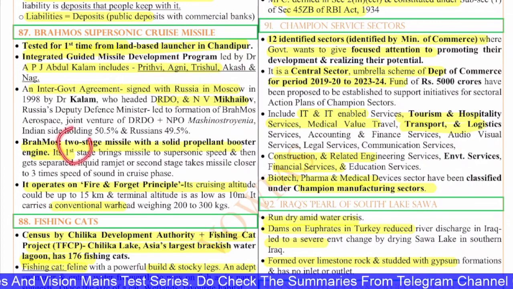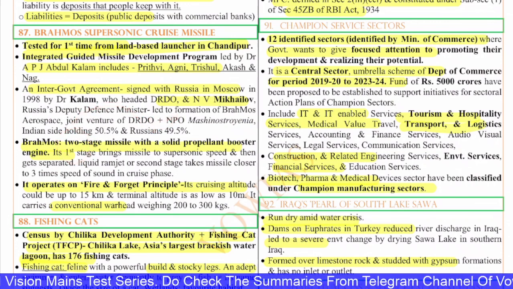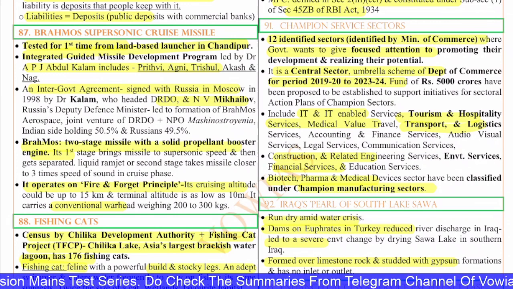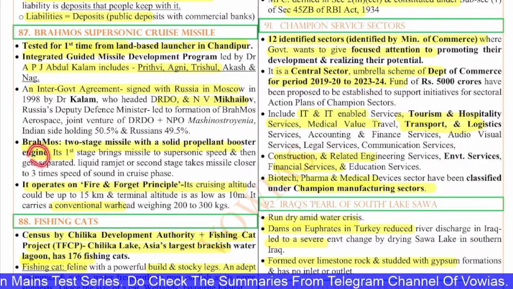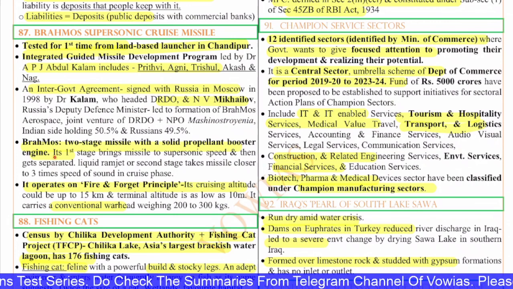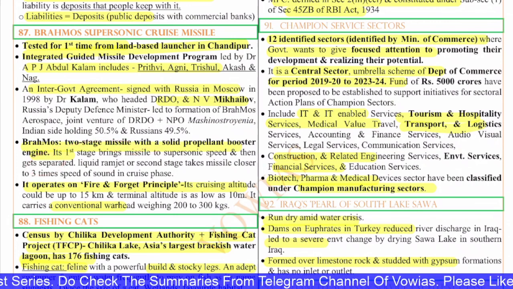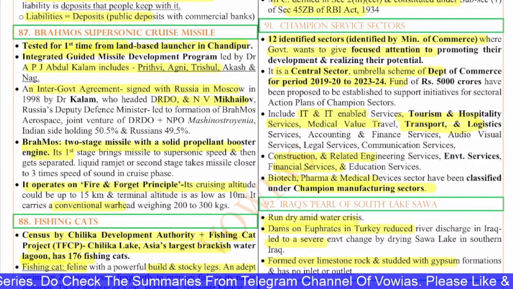BrahMos is a two-stage missile with a solid propellant booster engine. The first stage brings the missile to supersonic speed and then gets separated. The liquid ramjet, or the second stage, takes the missile closer to 3 times the speed of sound in the crucial phase. It operates on the fire and forget principle. That means once it is fired, it cannot be stopped.